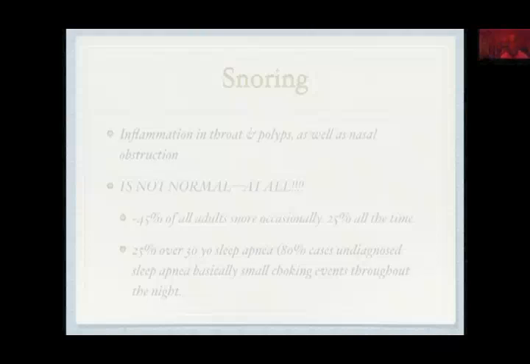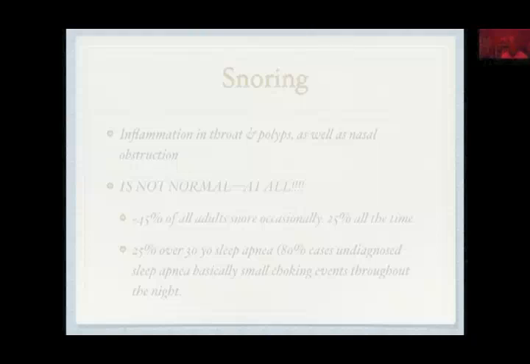Snoring. Snoring is not good. It's basically inflammation in the throat and polyps, as well as having a nasal obstruction. It is not normal at all. So the amount of snoring that we do should be 0%. Just like the RDA for man-made trans fats is 0%, it shouldn't compromise any part of your diet. Snoring should not be a part of any part of your life.